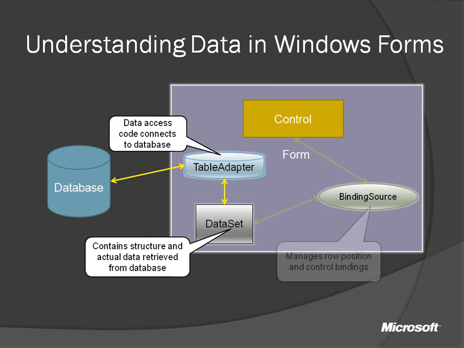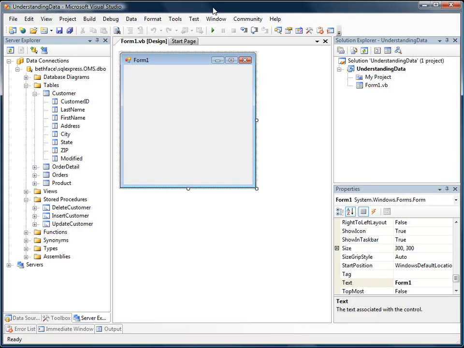The binding source manages row positions and the control bindings. So the control actually connects to the binding source directly, and the binding source is responsible for managing the row position inside of those data tables in our data set.